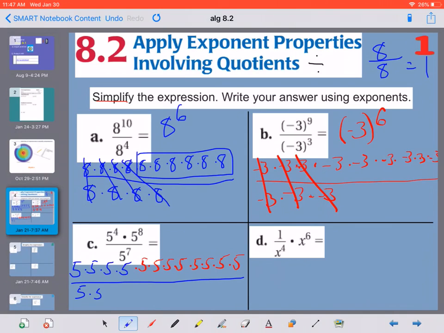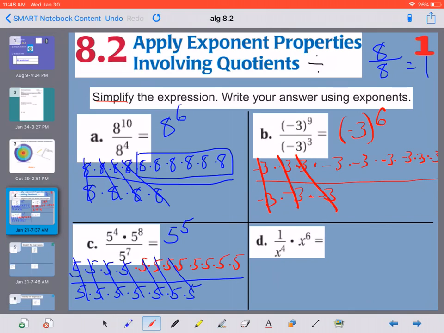So 5 times 5 times 5 times 5, 7 times. So now we can cross these out until we get rid of all of our denominators, which leaves us with 1, 2, 3, 4, 5 5's. So our solution would be 5 to the 5th power. Now this top one is multiplied, so we could have just added them. 4 plus 8 is 12, minus 7 is 5.